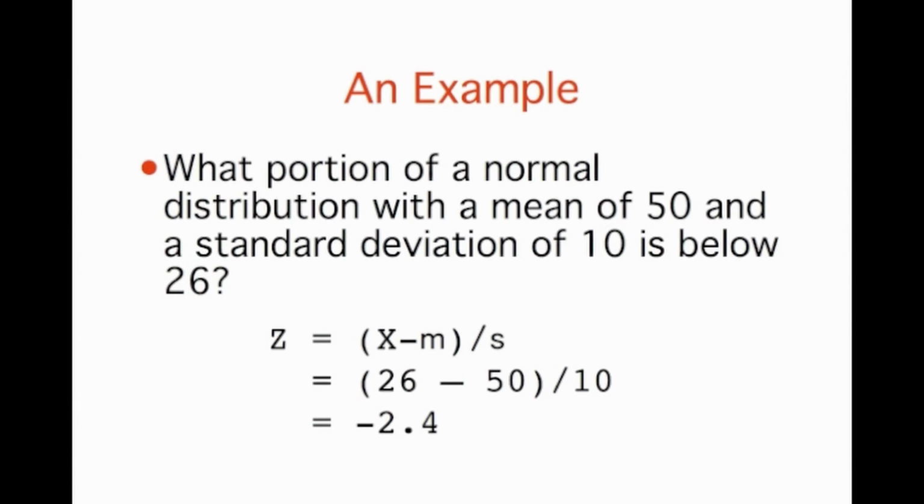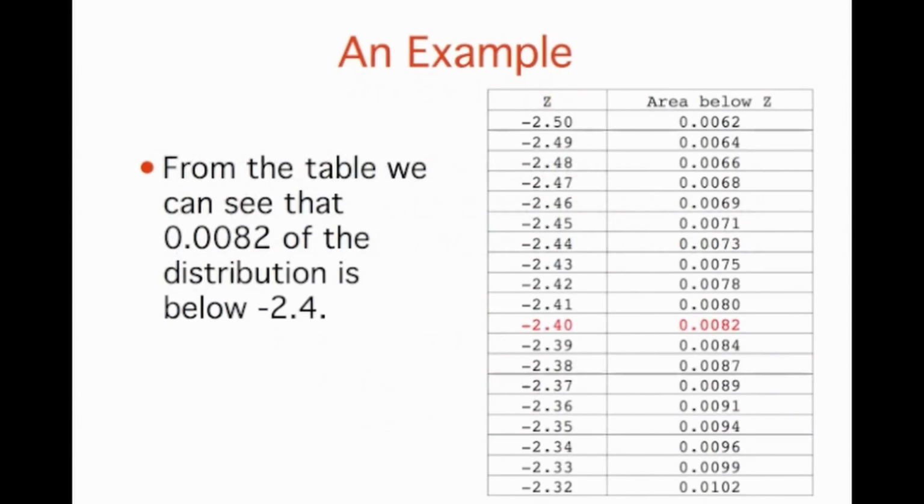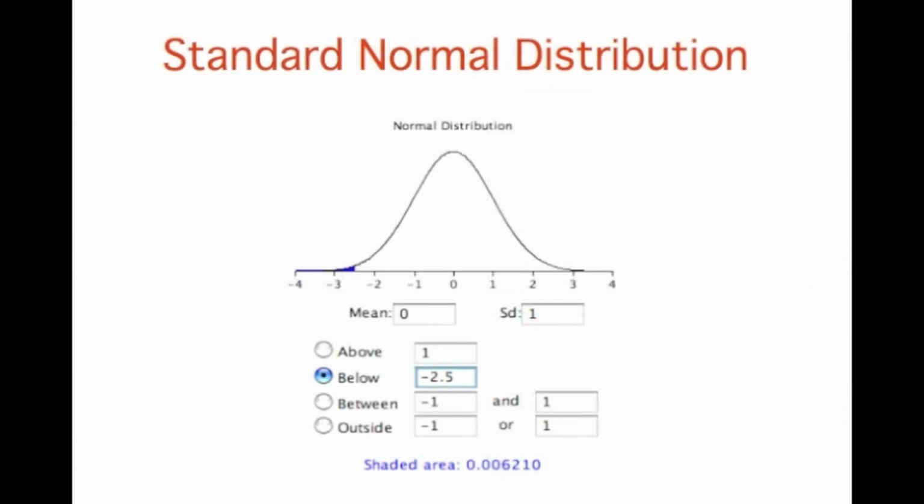As a simple application, what portion of a normal distribution with a mean of 50 and a standard deviation of 10 is below 26? First, we transform the score of 26 to a score on the standard normal distribution, also known as a z-score. The result is negative 2.4. From the table, we can see that 0.0082 of the distribution is below negative 2.4. There is no need to transform to z if you use the calculator as shown here.